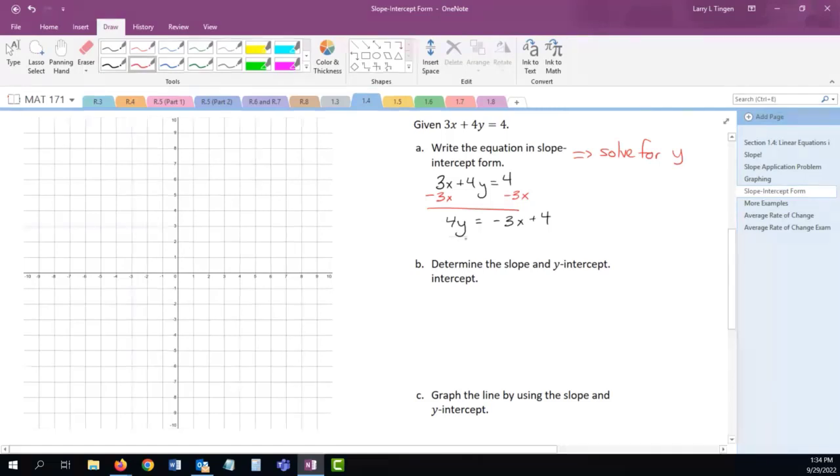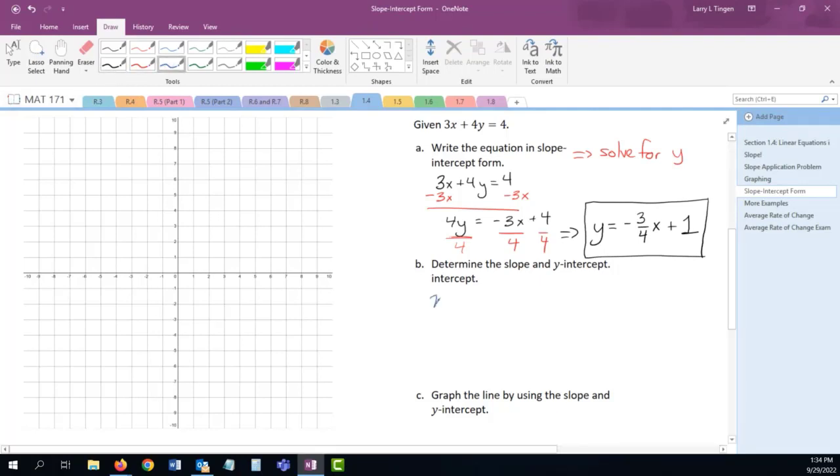y is almost by itself. I just need to get rid of that 4 in front of the y. So I just divide this term by 4. If I do it to one term, I have to do it to all of them. And when I do that to all of them, what happens? 4 divided by 4 leaves me y is equal to negative 3 divided by 4, which is negative 3/4 x, plus 4 divided by 4 is 1. All right, so there's my slope-intercept form.